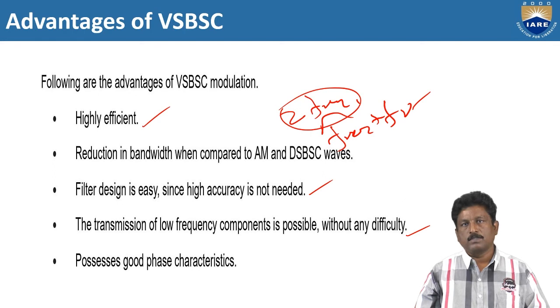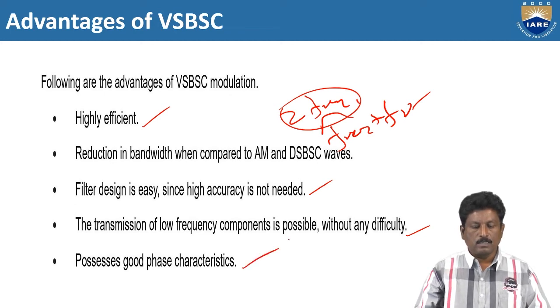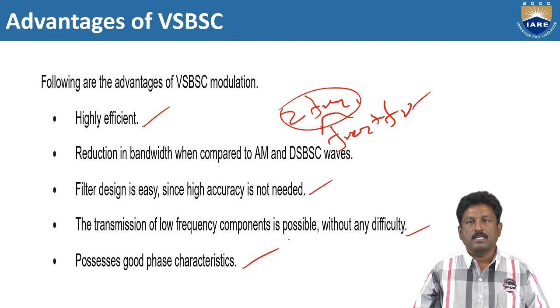In the case of the DSBSC wave, AM signal and SSB, it is somewhat difficult to transmit the low frequency components, whereas the transmission of low frequency components is easy without any problem with the help of the VSBSC wave. Next, it has good phase characteristics.